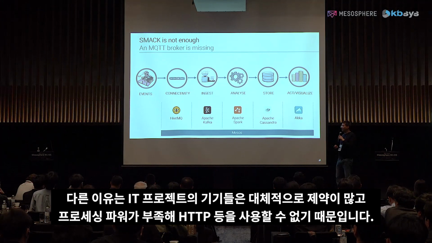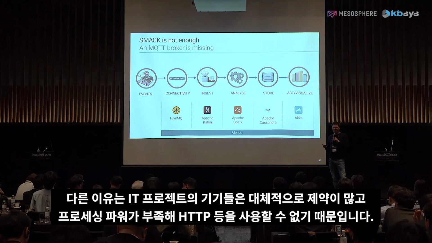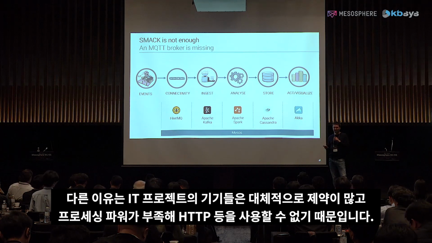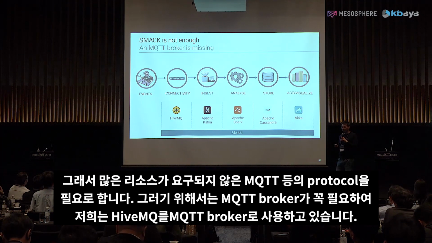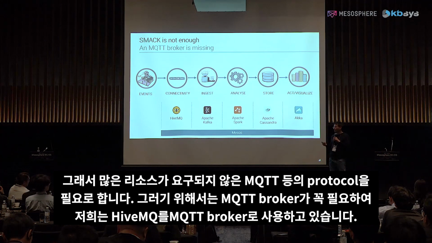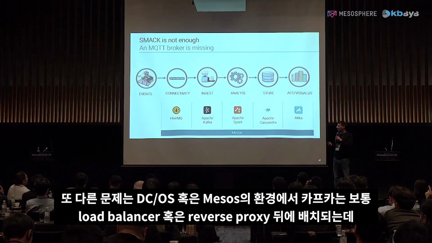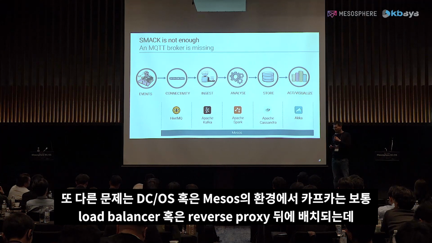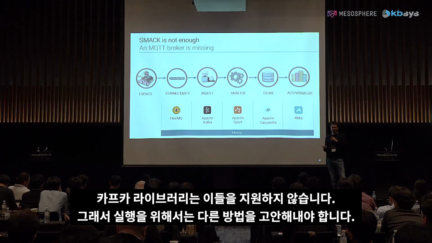And another thing is that in IoT projects, you usually have very constrained devices that are not even powerful enough to, let's say, use HTTPS because they don't have enough processing power. So they really need a protocol like MQTT that doesn't need a lot of resources. And that's why, in my opinion, you really need something like an MQTT broker, and we're using HiveMQ as MQTT broker. And also what can be a problem, depending on your setup, is that if you're using something like Mesos or DC/OS, then usually Kafka is behind some load balancer or reverse proxy, and the Kafka library doesn't support load balancers or reverse proxies. So you have to find certain hacks and workarounds to even get that working.